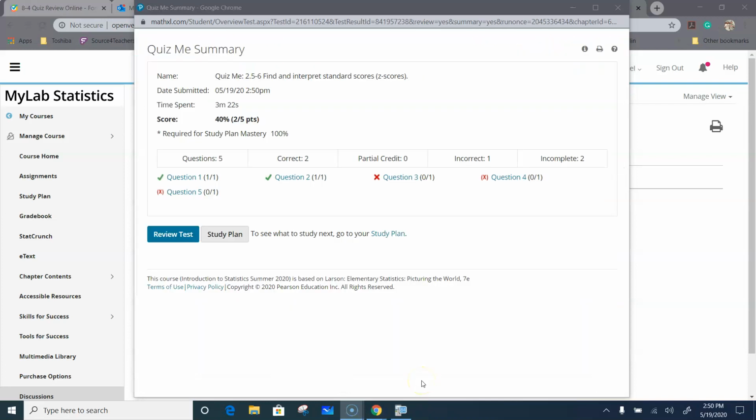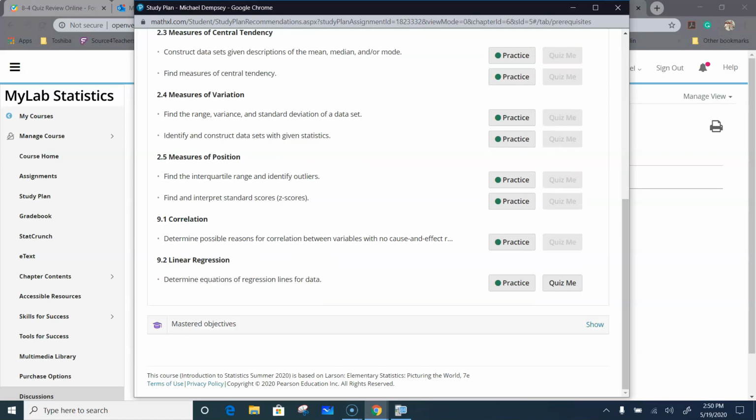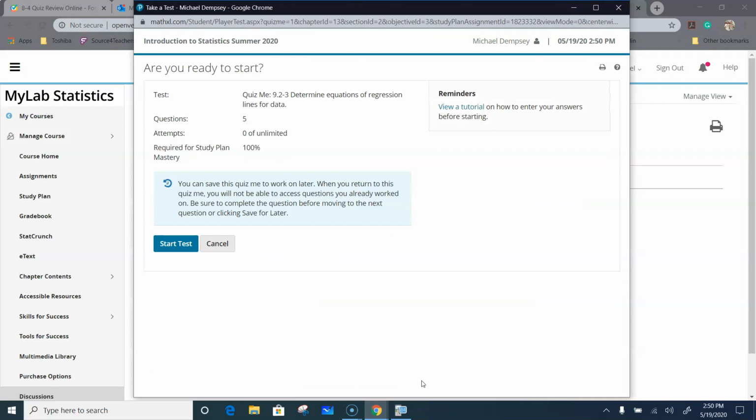So I think that's good enough practice with the basics of the z-score there. And now we can jump back to finishing up our regression question on the quiz me.